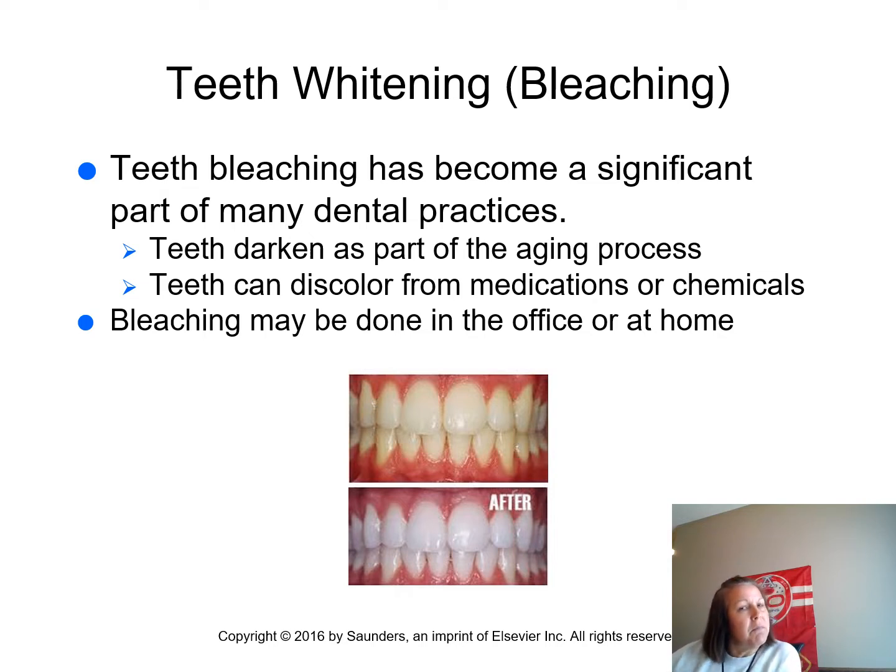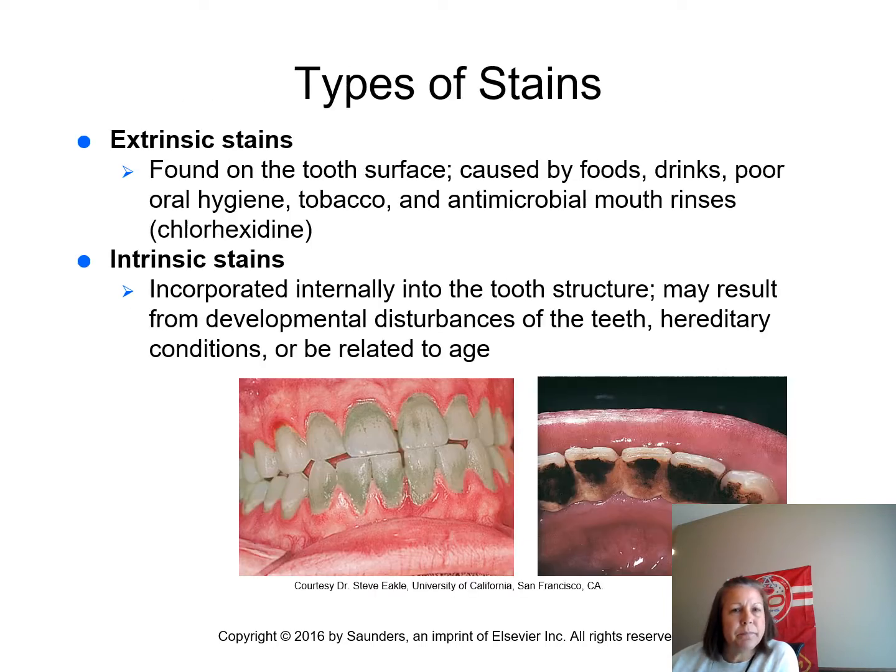So bleaching can be done in the office or at home, as you guys know, and we can be a huge part of that by taking impressions and fabricating those trays for our patients. The different types of stains that we will talk about are extrinsic, which are probably in most cases the easiest to remove. Those are found on the tooth surface, usually caused by those habits we mentioned, the foods and things that we drink and tobacco, etc.